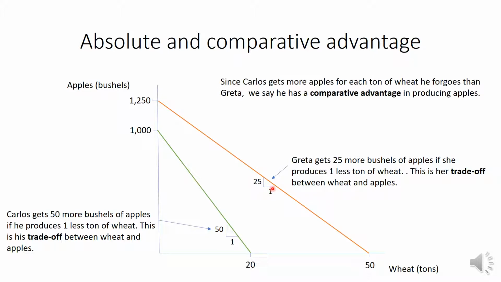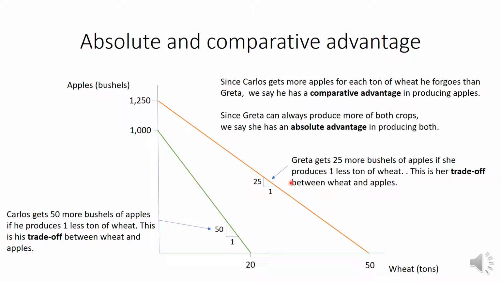Carlos is getting more apples for each ton of wheat that he forgoes than Greta does. If he gives up a ton of wheat, or produces a ton less, he's going to get 50 more apples. If Greta produces a ton less of wheat, she's only going to get 25 bushels more. That means Carlos has a comparative advantage in producing apples, even though Greta may have an absolute advantage in producing both of them with her farm. And as it turns out, it's comparative advantage that determines what someone should specialize in.